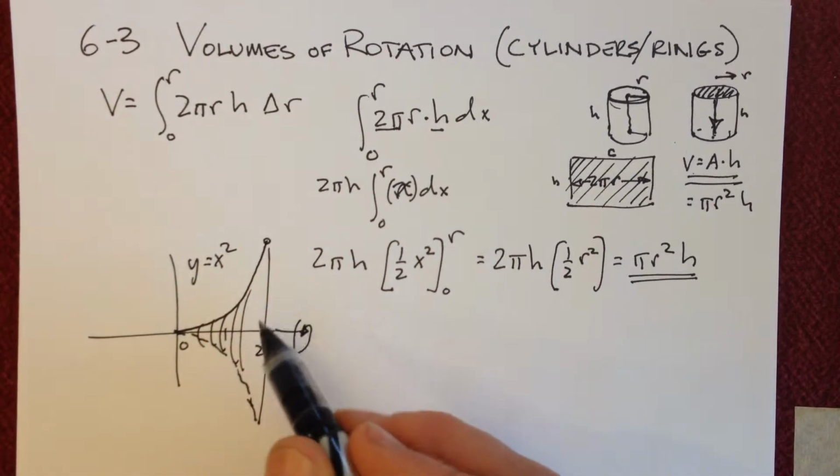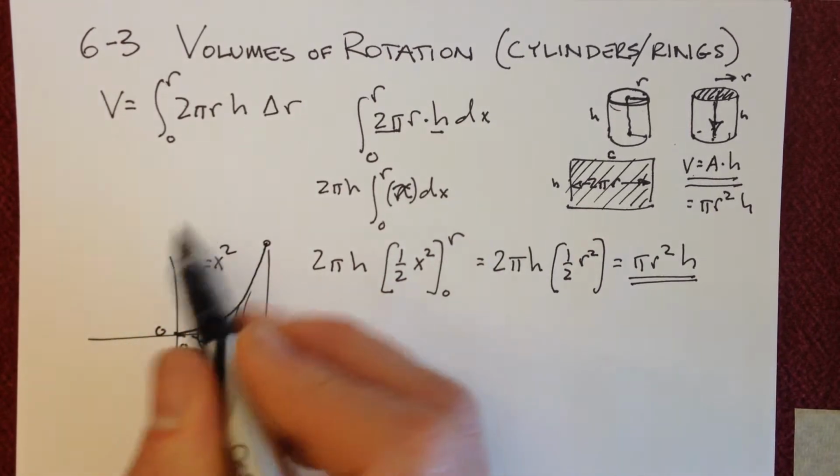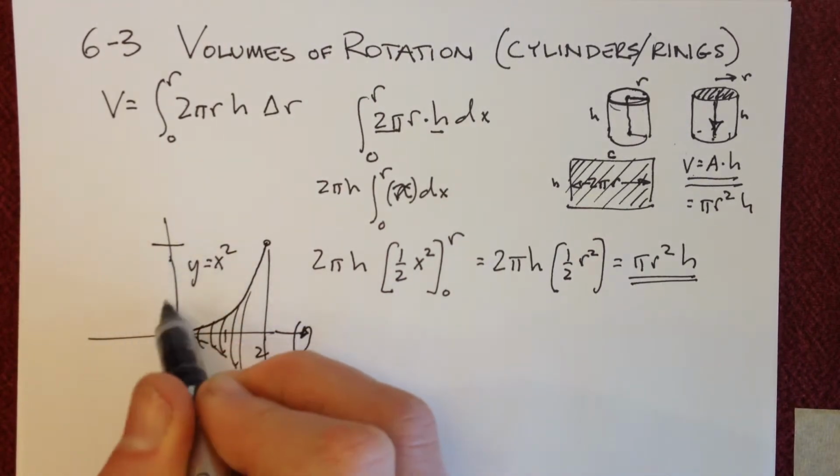And so we're going to make these rings. Well, really, when we integrate, in this case, we're going to go from 0 up, in this case, to 4.